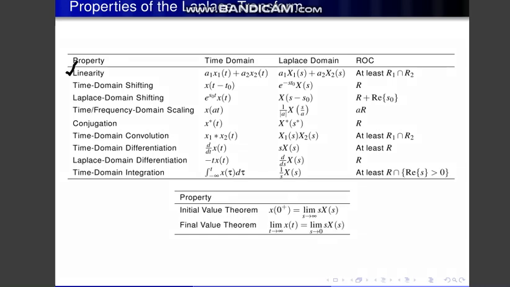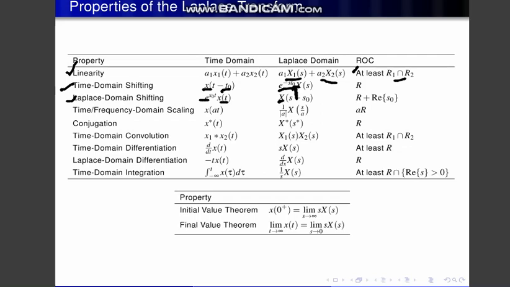In the linearity property, after the Laplace transform, the thing is quite similar, and the ROC is an intersection. The time domain shifting, that means e to the power minus s t naught. It's quite similar to the Fourier transform. Here you can see the time shifting t naught is the power of e to the power minus s t naught times X(s). Laplace domain shifting, e to the power s naught t, is the same as in the Fourier transform.